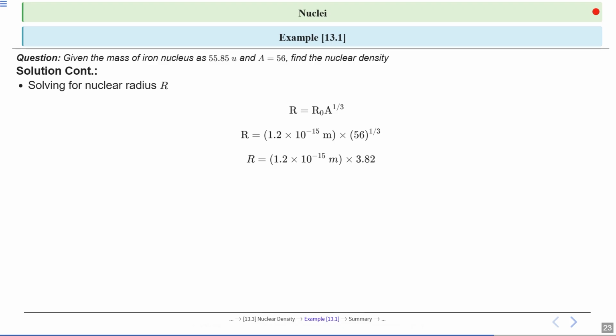Calculating further, 56 to the power 1/3 is about 3.82. So multiplying this by 1.2 times 10 to the power minus 15 meters gives us R equal to 1.2 times 10 to the power minus 15 meters times 3.82. After multiplying, we get the radius R equals 4.584 times 10 to the power minus 15 meters. This is the estimated radius of an iron nucleus. Notice how small this value is.